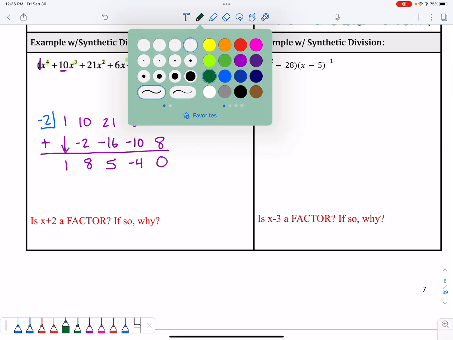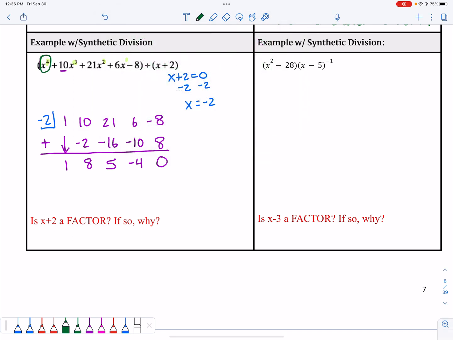Then you want to put your variables back in. So it's always going to be 1 less power than what you started with. So if I started with a 4, my quotient starts 1 less power than that. So I have x cubed plus 8x squared plus 5x minus 4. And then I have no remainder because that last number is a 0.